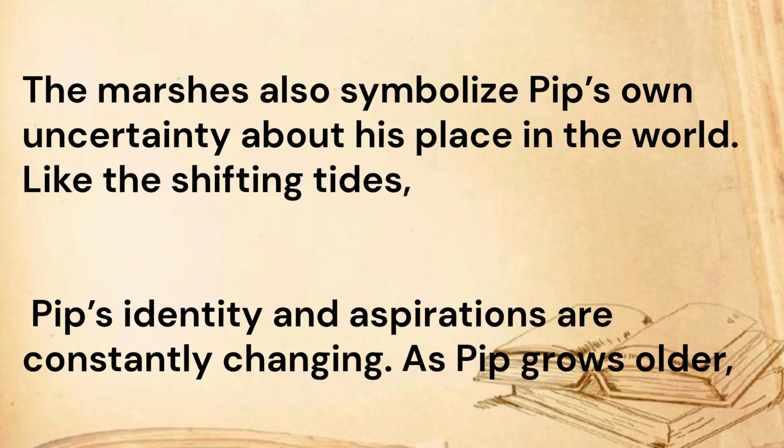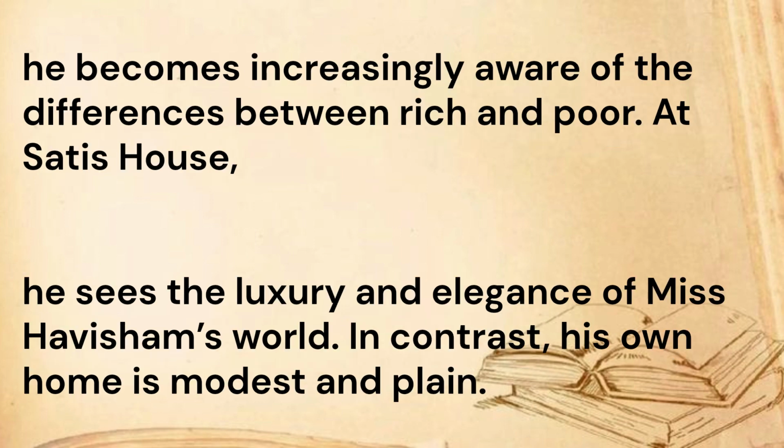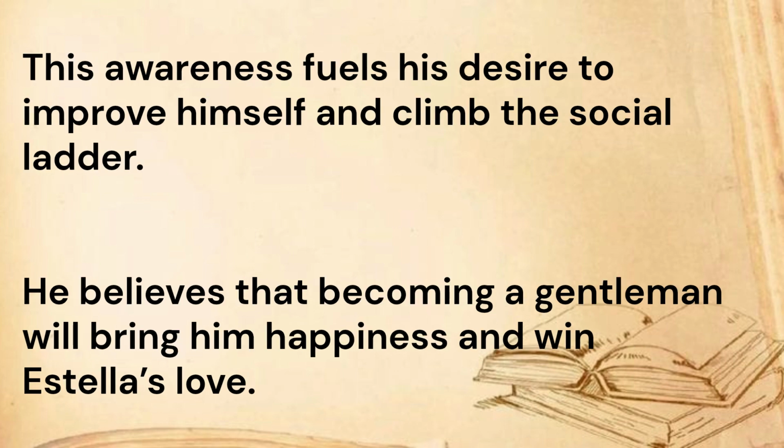As Pip grows older, he becomes increasingly aware of the differences between rich and poor. At Satis' house, he sees the luxury and elegance of Miss Havisham's world. In contrast, his own home is modest and plain. This awareness fuels his desire to improve himself and climb the social ladder. He believes that becoming a gentleman will bring him happiness and win Estella's love.